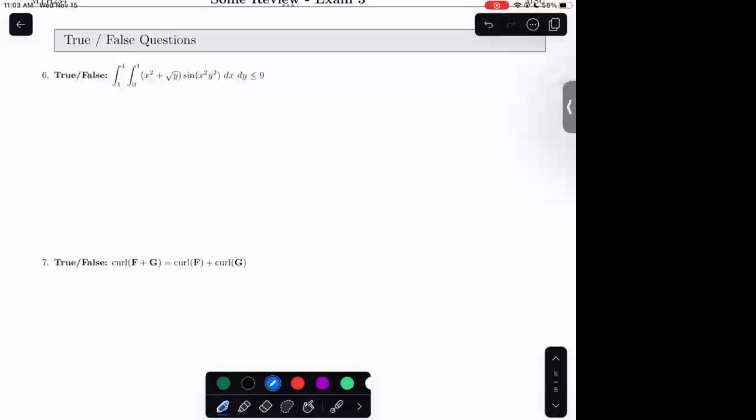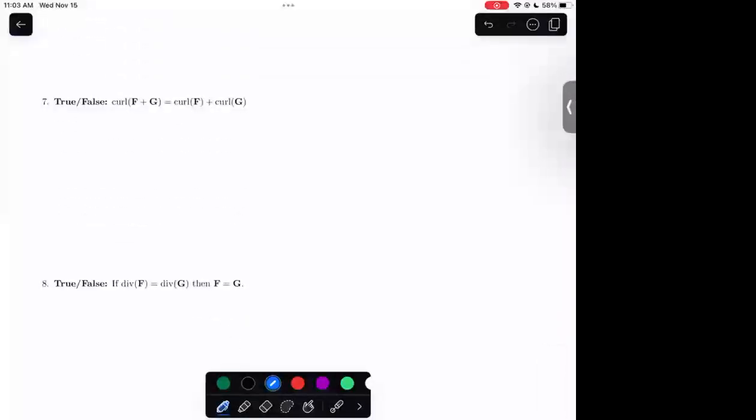So we have a double integral, and the question is, is this quantity here less than or equal to 9? And then we have a couple of statements here about curl and divergence. One asks if the curl obeys some addition law. So the curl of f plus g, is that the same thing as the curl of f plus the curl of g? And then, for number 8 here, if the divergence of f is equal to the divergence of g, does that mean that the vector fields f and g must have been the same?